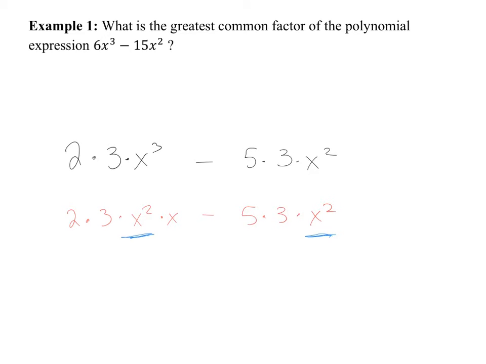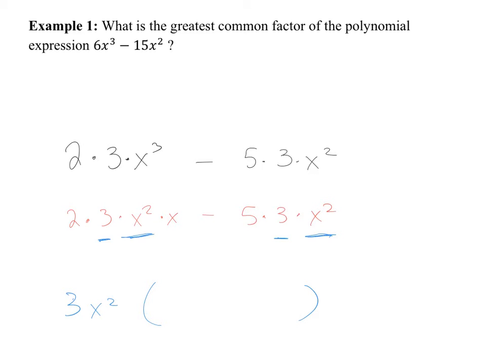What else is common amongst both, Bridge? The 3. So the greatest common factor would be 3x squared. So that's what comes out in front. A lot of you can do this by looking, right? You all see what I'm saying? And that's fine. But if you want the steps along the way, you can use them.